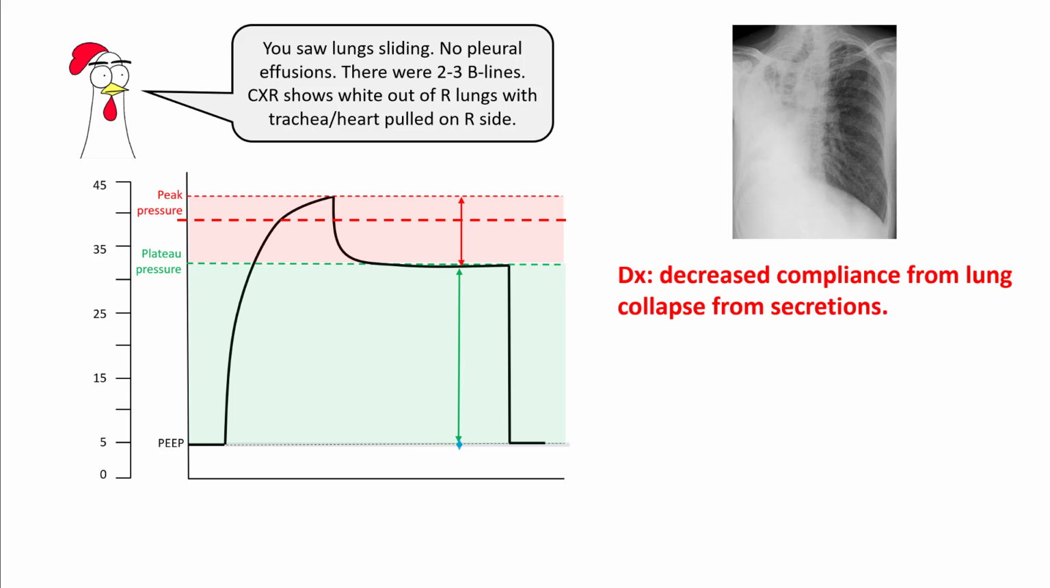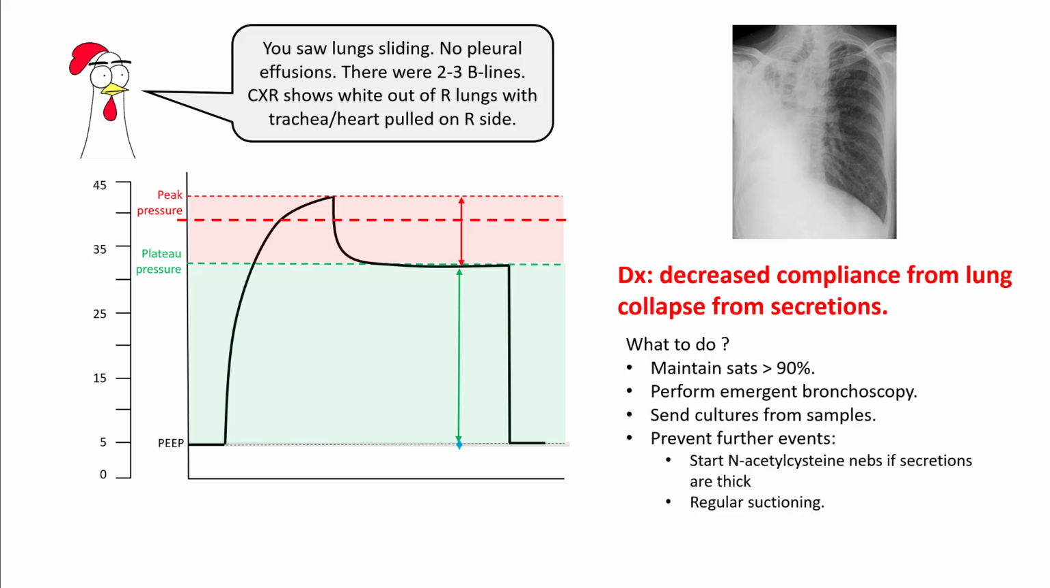So the diagnosis is decreased compliance from lung collapse from secretions. What to do? Most important thing is to maintain the SATs more than 90%, and you perform an emergent bronchoscopy to suction out the secretions, send the cultures for samples, and to prevent further events, start them on some N-acetylcysteine nebulizers if the secretions are thick, and make sure you are performing regular suctioning.